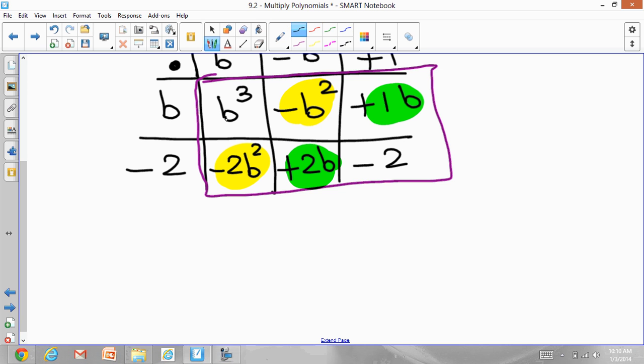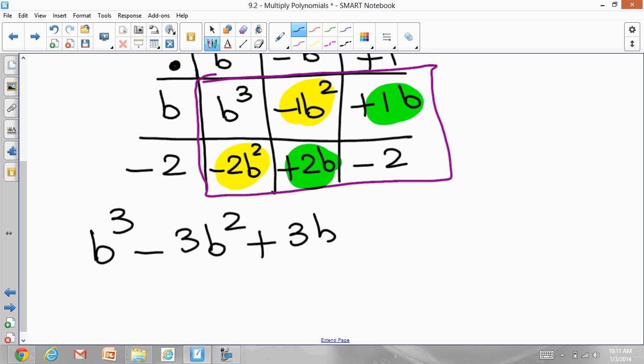So the first term, b cubed, I'm going to write it as it is. I have negative 2b squared, and if I don't have a number, I'm just going to write a 1. So negative 2 combines with negative 1 to give you negative 3. b squared just tags along. Positive 2, positive 1 combines to give you a positive 3b. b just tags along. Keep in mind when you're combining terms, the variable and the exponents stay the same. And minus 2 will be the last one. So this will be the answer.